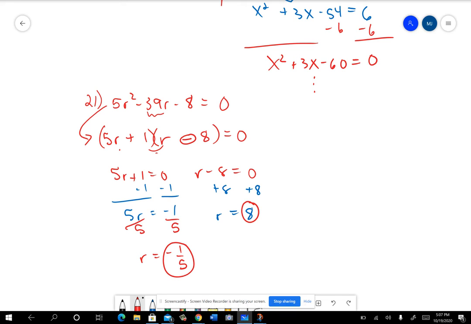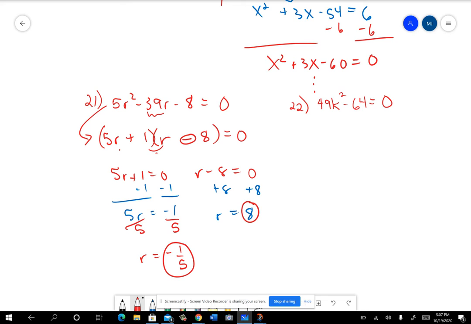All right, let me see. Let me do one more from that top part. All right, well, let's look at 22. We'll probably do some of these during the study session as well.